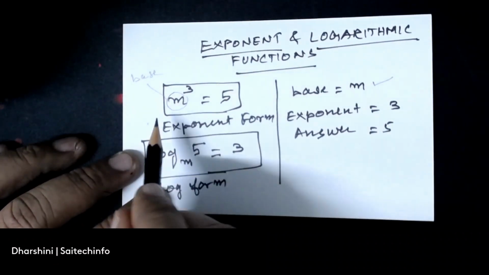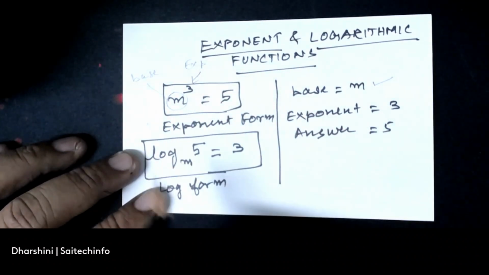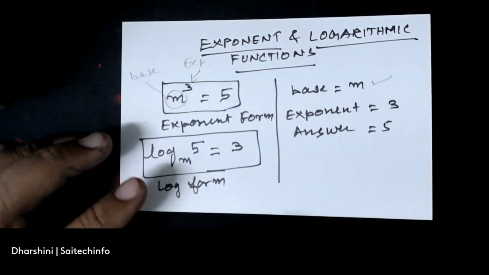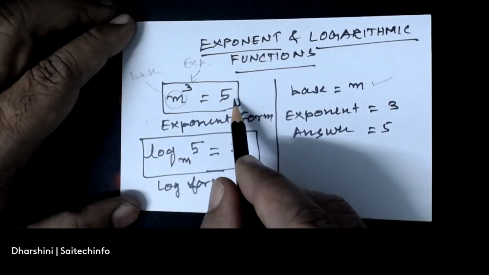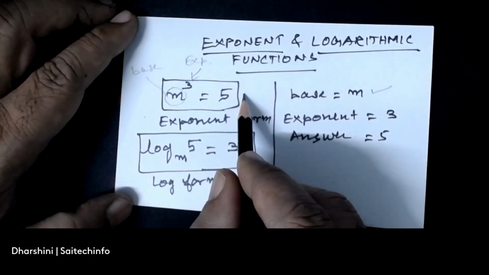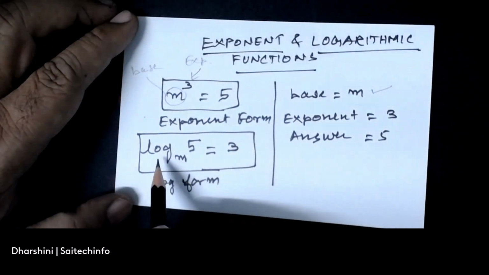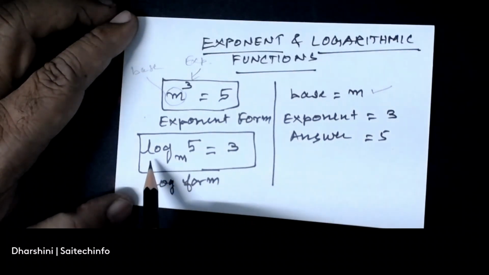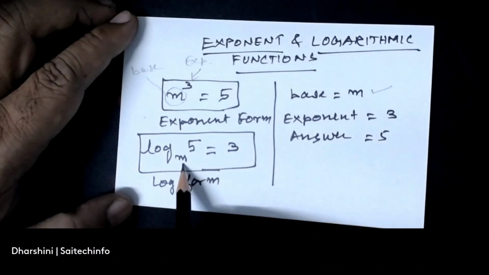And 3 is the exponent. And the answer is 5. Here, this exponent form can be converted into log 5 to the base m.